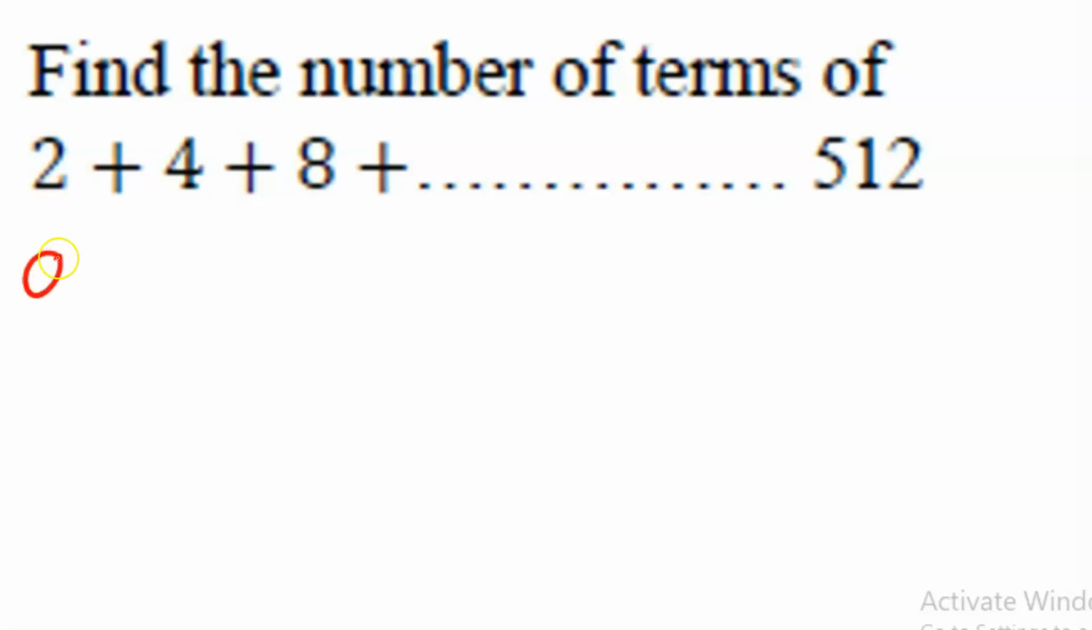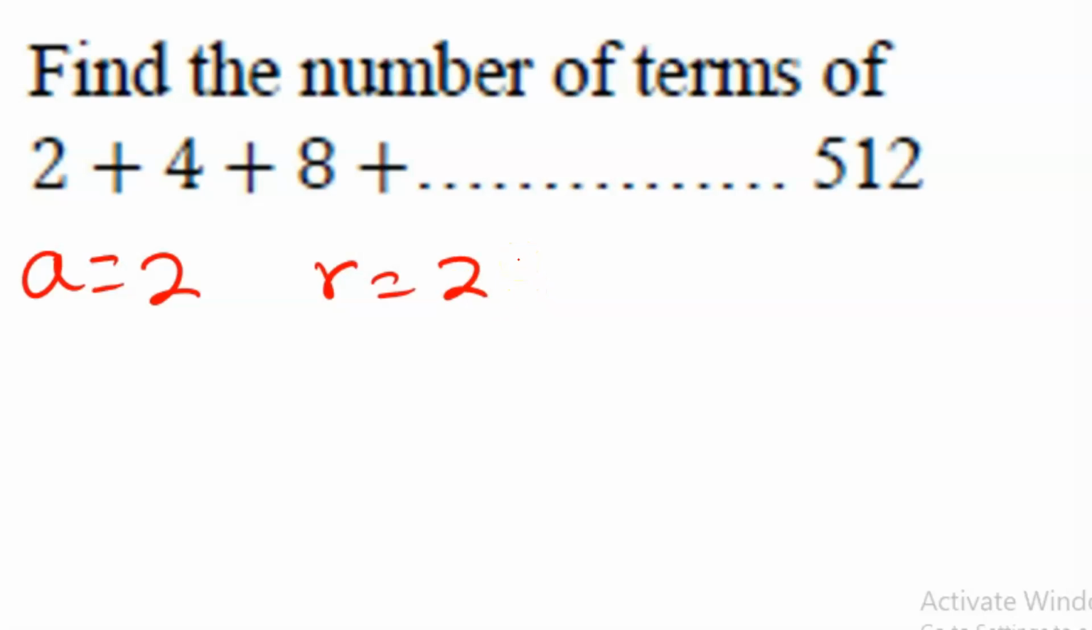Now the first term is 2. Now let's see the common ratio. 4 divided by 2 is 2. 8 divided by 4 is also 2. So the common ratio is 2.